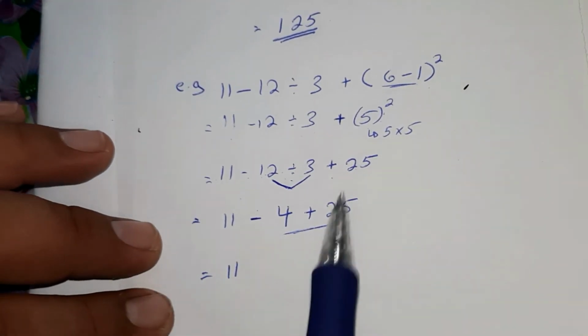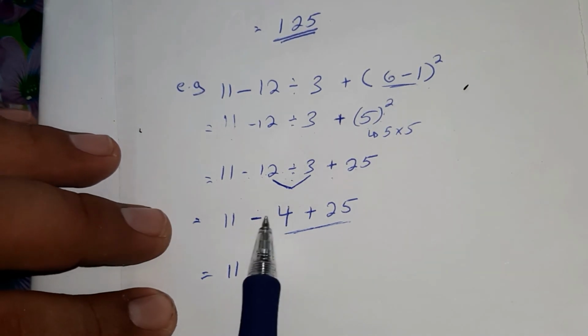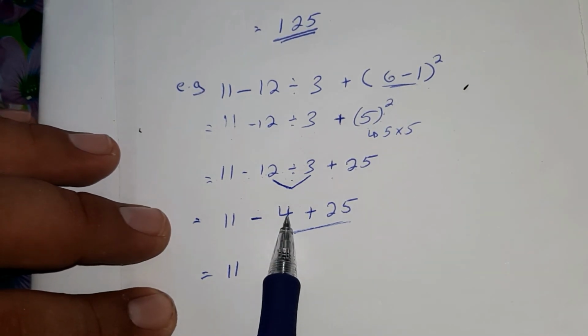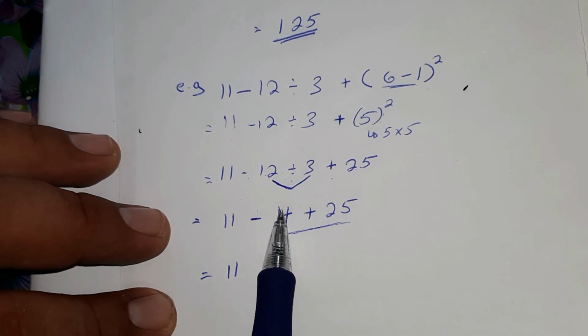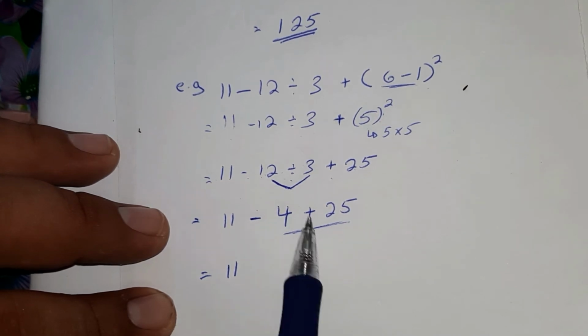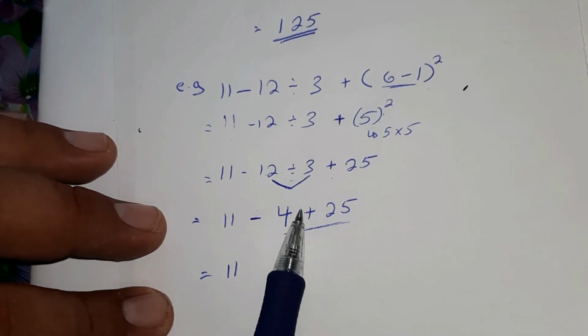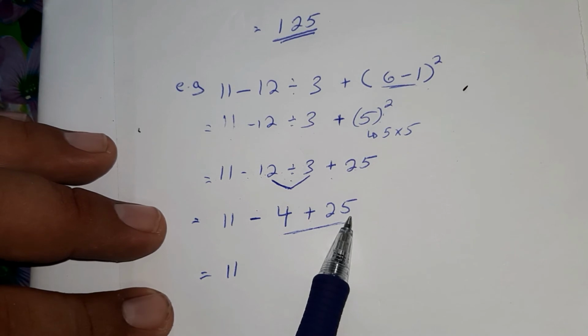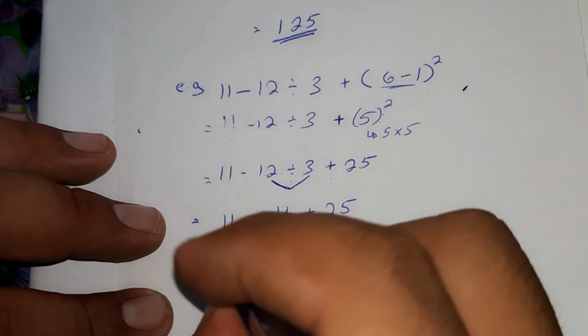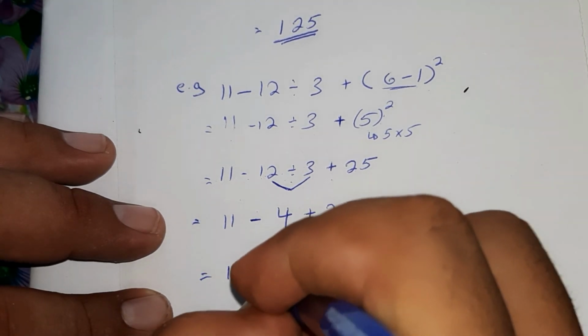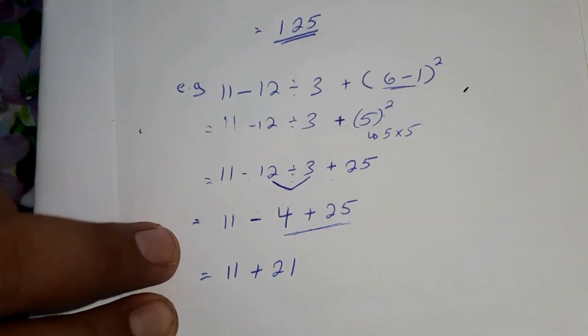The sign closest to it will tell you what it is. So this 4 is negative and this 25 is positive. So it is going to be negative 4 plus 25. Negative 4 plus 25 gives me a positive or plus 21, right?